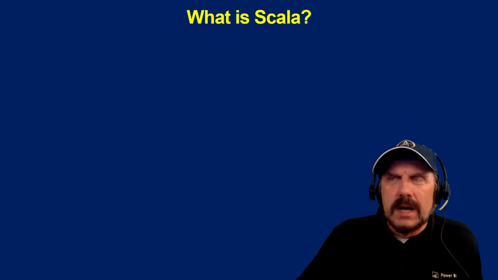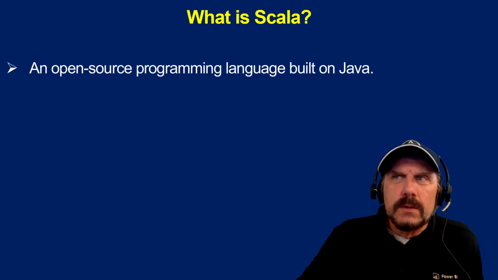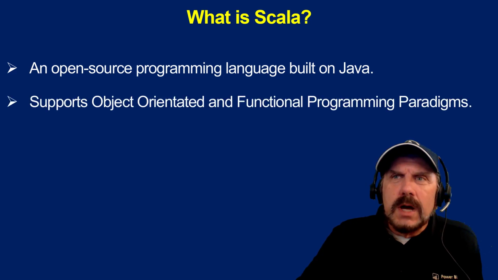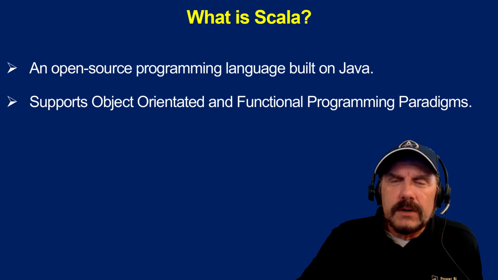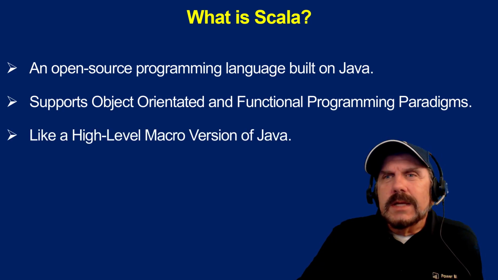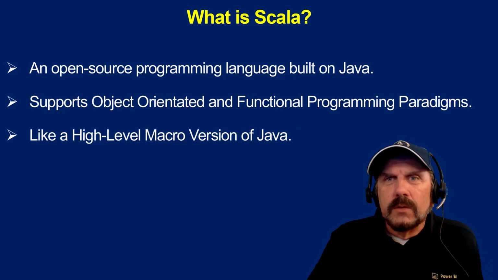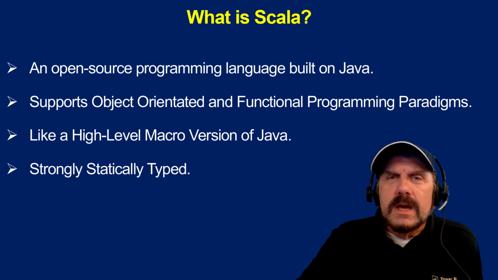What is Scala? It's an open source programming language built on top of Java. And it supports object-oriented and functional programming paradigms, which are extremely popular, very cool, and very powerful. I like to think of Scala as kind of a macro language riding on top of Java. Java is very verbose. It takes a lot of code to do things. And so the idea with Scala is that you can do a lot leveraging Java without as much code to be written. Most importantly, it is a statically typed language.